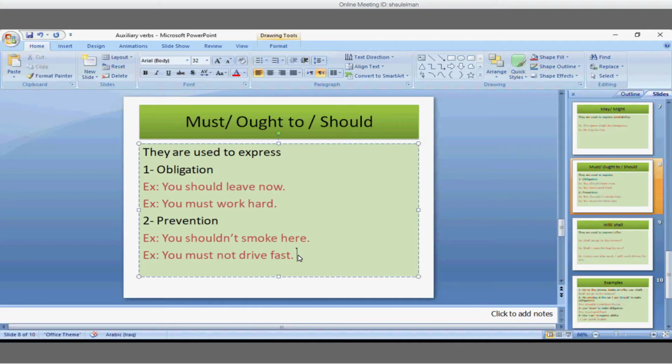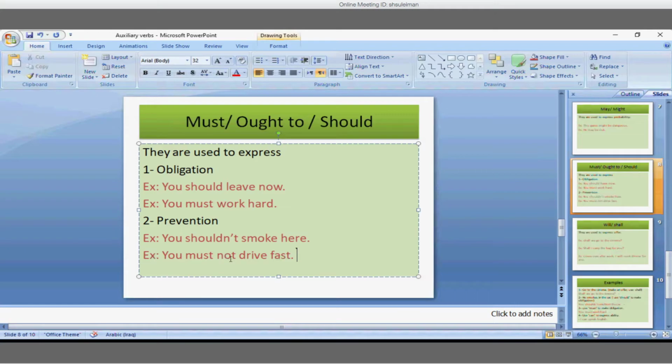Another example, you must not drive fast. You must not drive fast. يجب ألا تقود بسرعة. هذا أيضا يعني سبب آخر ممكن نمنع شخص معين من عنده. So you must not drive fast. هو أيضا استخدام آخر، يعني مثال آخر عن استخدام المودال auxiliaries للprevention. ودائما نضيف not للجملة في حال ردنا نسوي جملة منع.